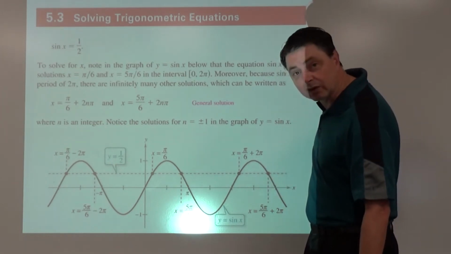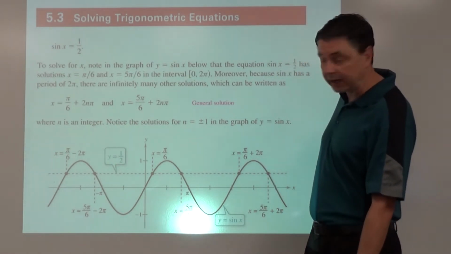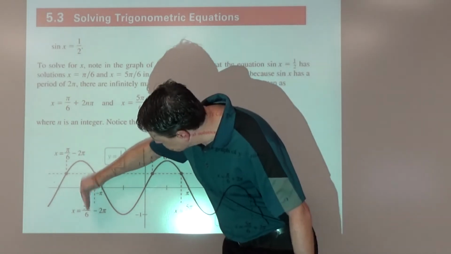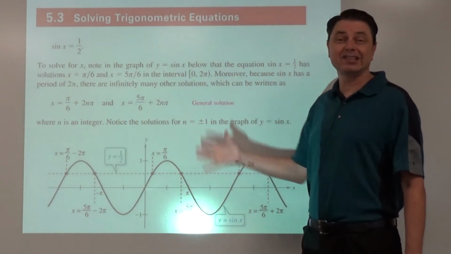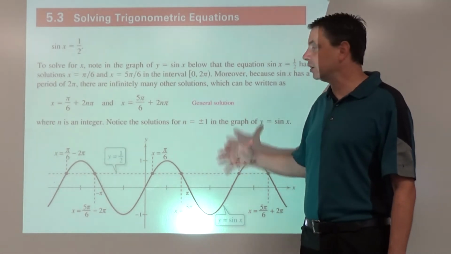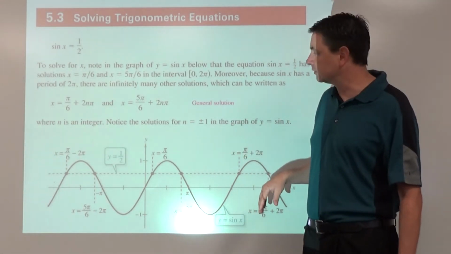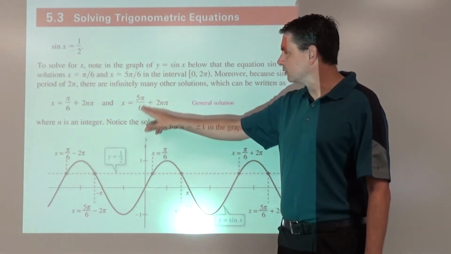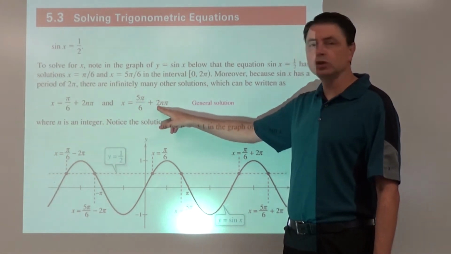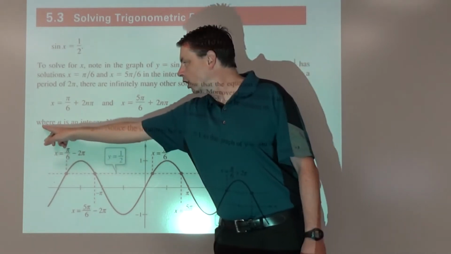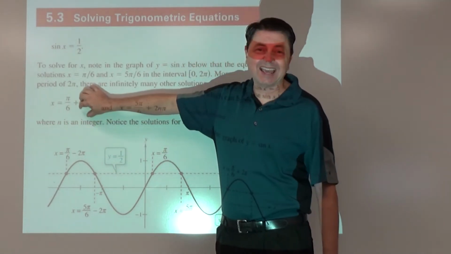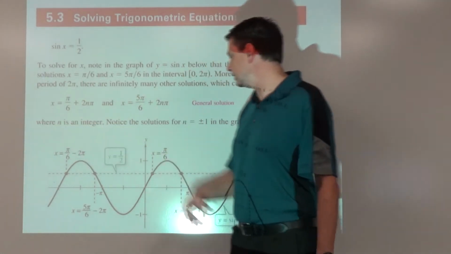and then if we went further, 5 pi over 6 plus 4 pi, and over here 5 pi over 6 minus 2 pi, and 5 pi over 6 minus 4 pi, etc. Because of the periodic nature of the curve, 5 pi over 6 plus any multiple of 2 pi, we write that as plus 2n pi. And we do always have to stipulate, if we're having n be in our answer, that n is an integer.